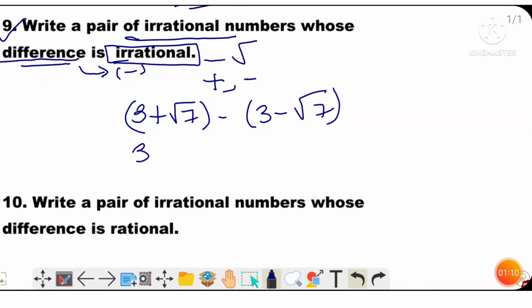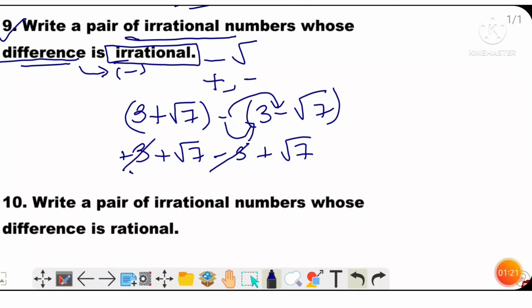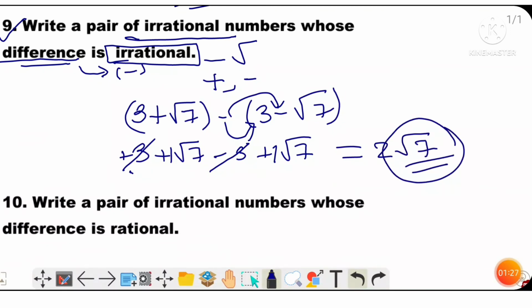Difference means subtraction, minus. So 3 plus root 7, minus will change the sign, minus into minus, plus root 7. So here we got plus root 7 and plus root 7. Here you got 1 plus 1 is 2, root 7. So yes, we got the answer in irrational.